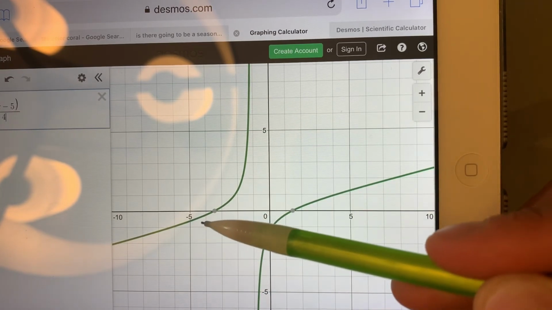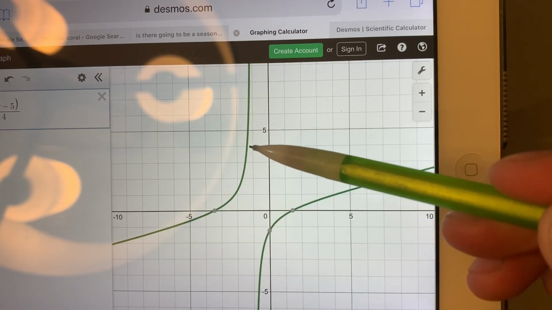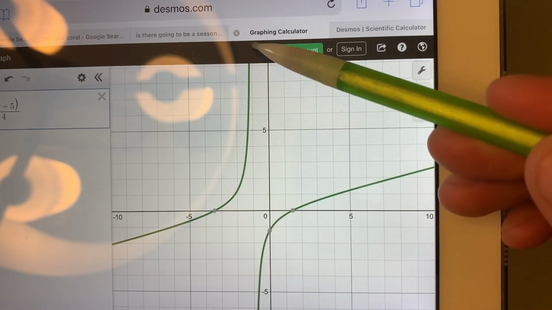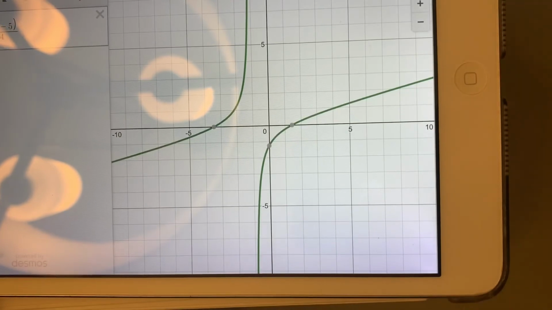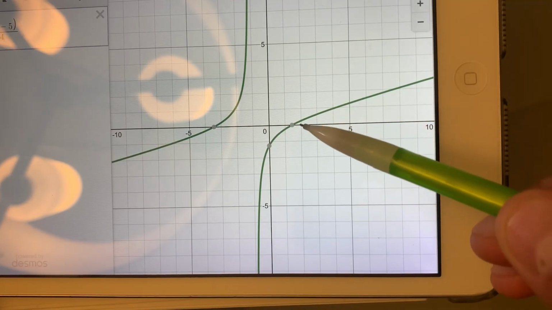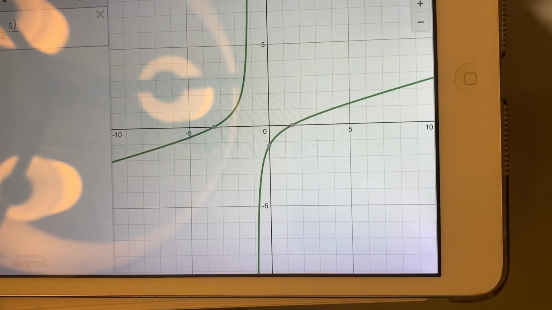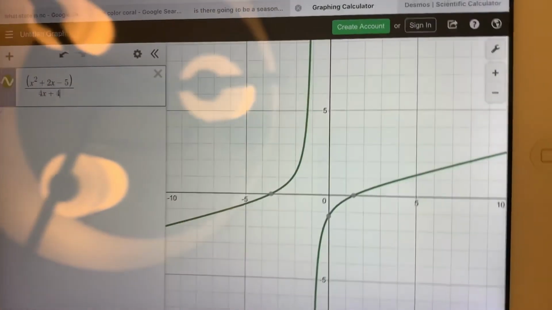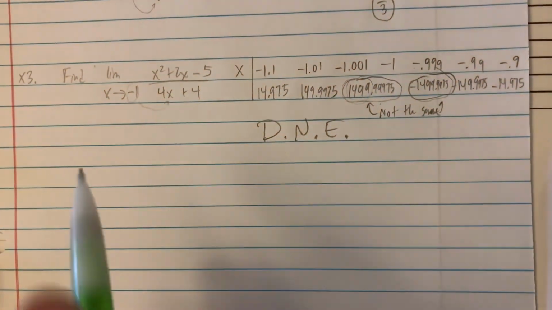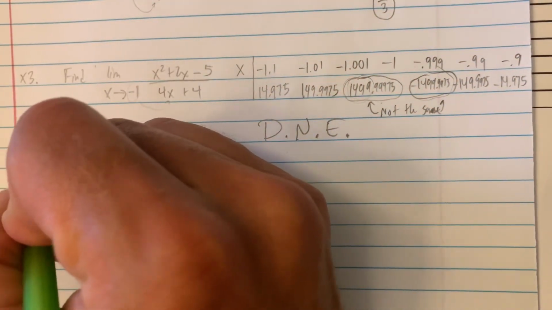And what happens as I come in from the negative side, with numbers getting closer and closer, is it's shooting up to positive infinity. And what is happening as I'm coming in from the positive side? This is shooting down towards negative infinity as I get closer and closer to -1. These numbers have to be approaching the same thing in order for the limit to exist. And now for my last example, we'll call this example 4.